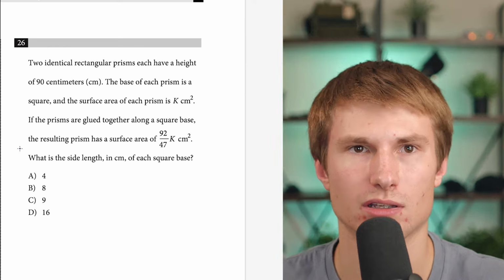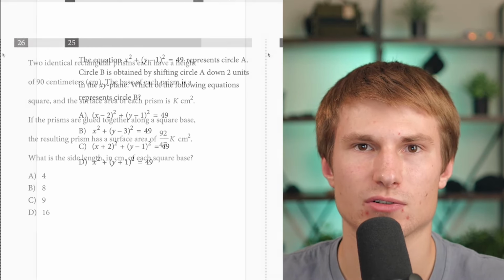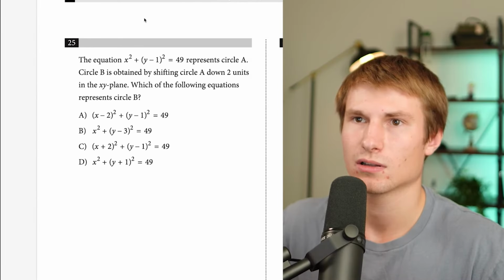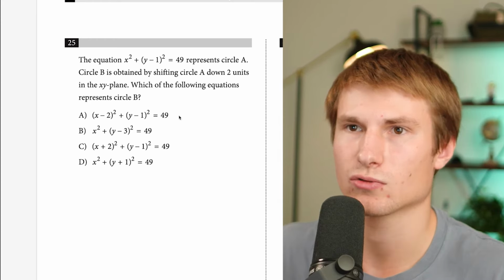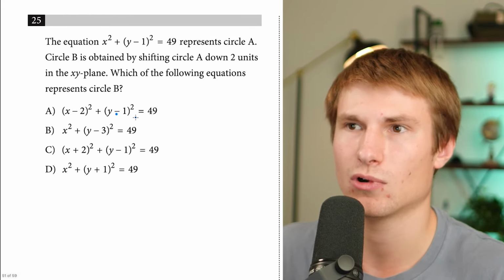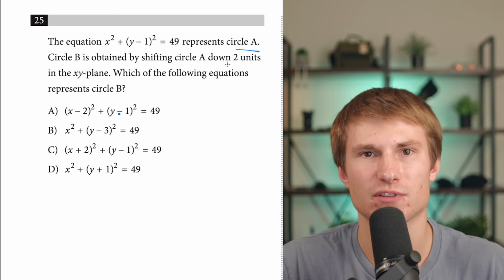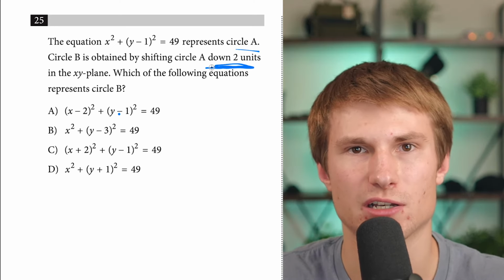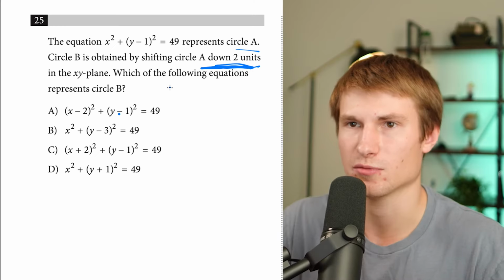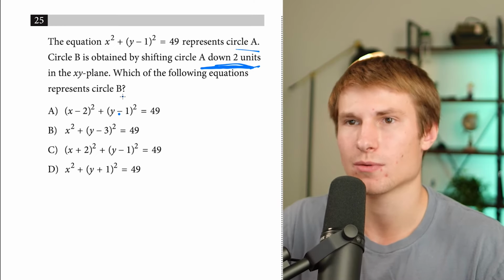Let's go down here and switch sides on my screen. We've got 25. Okay, we've got an equation, x squared plus (y minus 1) squared is equal to 49 represents circle A. Circle B is obtained by shifting circle A down by 2 units. Always pay attention to any sort of translations or transformations. Which of the following equations represents circle B?